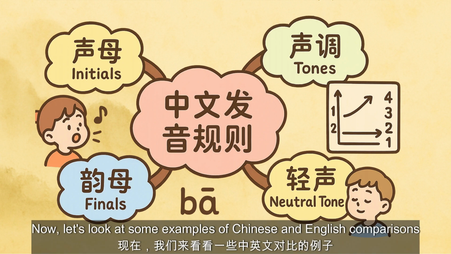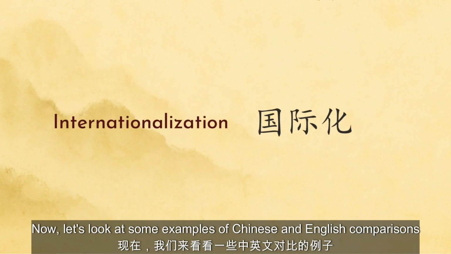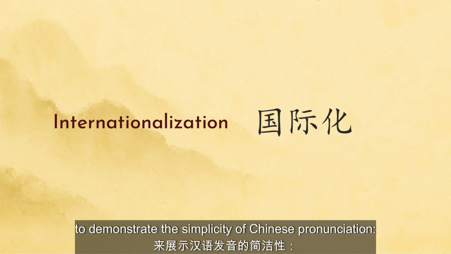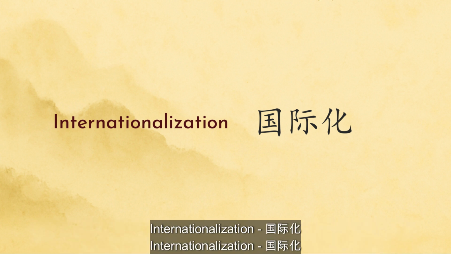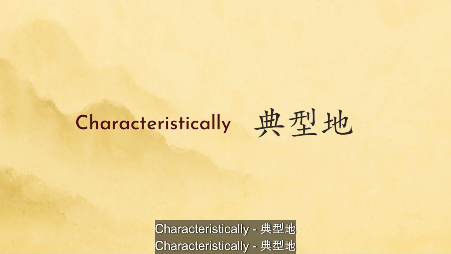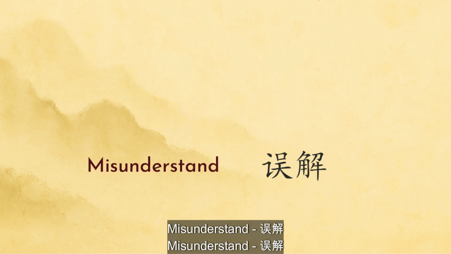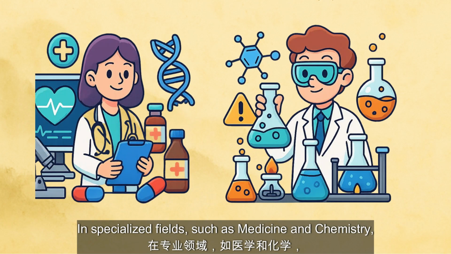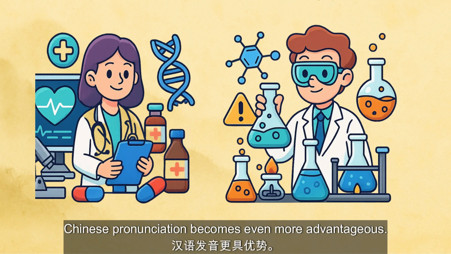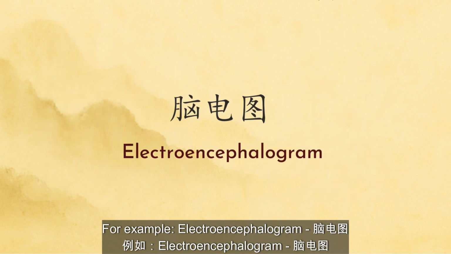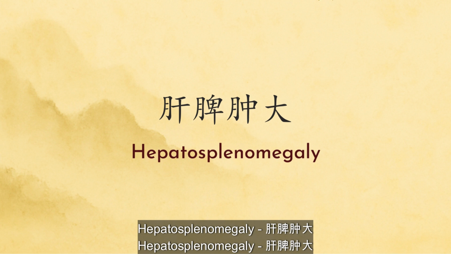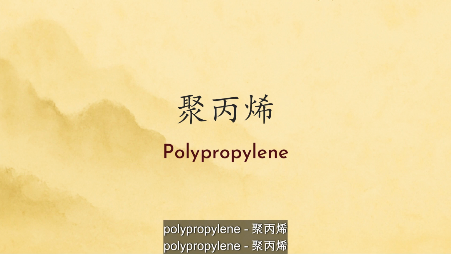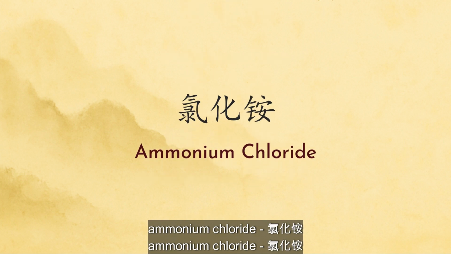Now let's look at some examples of Chinese and English comparison to demonstrate the simplicity of Chinese pronunciation. Internationalization, 国际化. Characteristically, 典型的. Misunderstand, 误解. In specialized fields, such as medicine and chemistry, Chinese pronunciation becomes even more advantageous. For example, electroencephalogram, 脑电图. Hepatosplenomegaly, 脾腺肿大. Polypropylene, 聚丙烯. Ammonium chloride, 氯化铵.